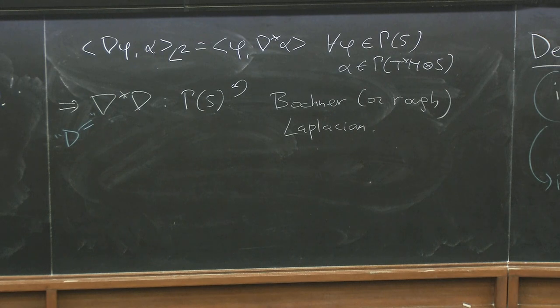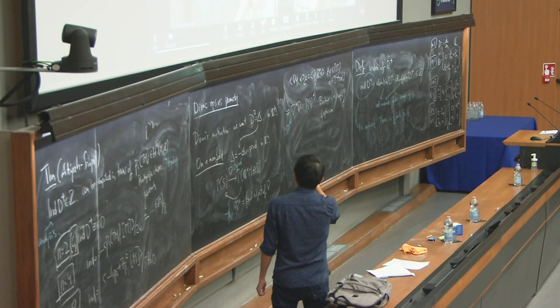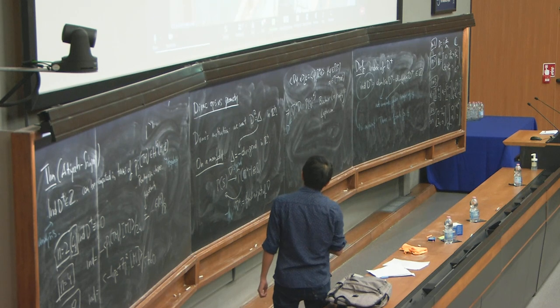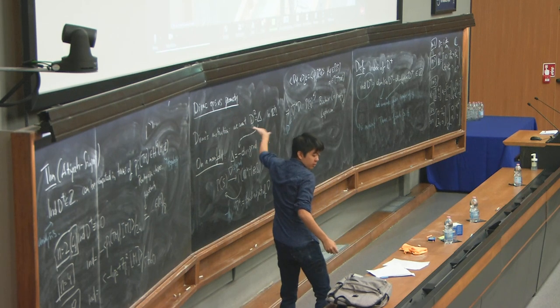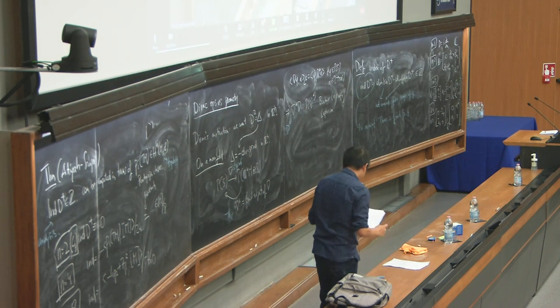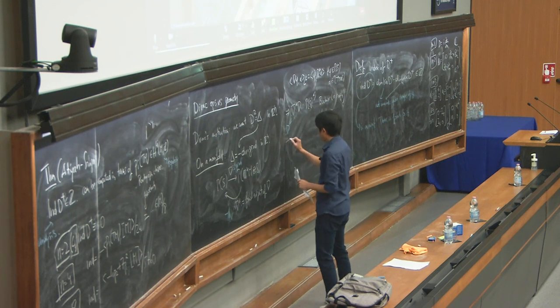The key result that connects the analysis of the Dirac operator with geometry is the following version of this for a manifold. This is a theorem due to Lichnerowicz.